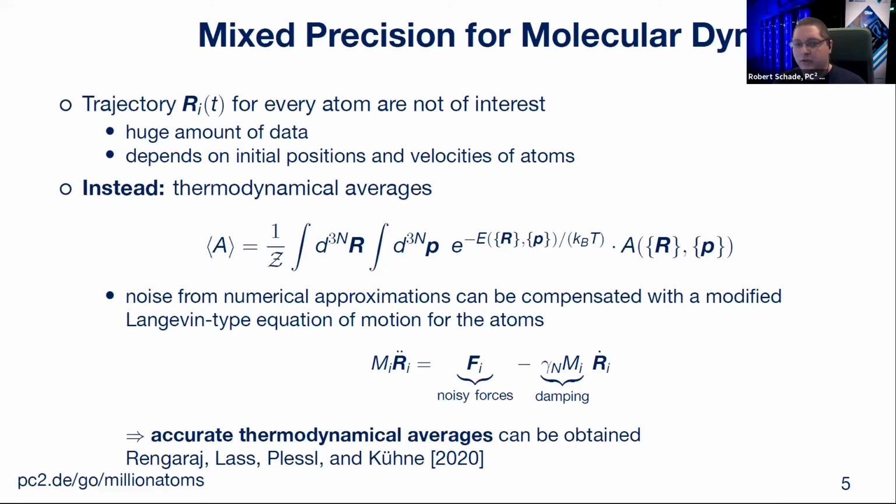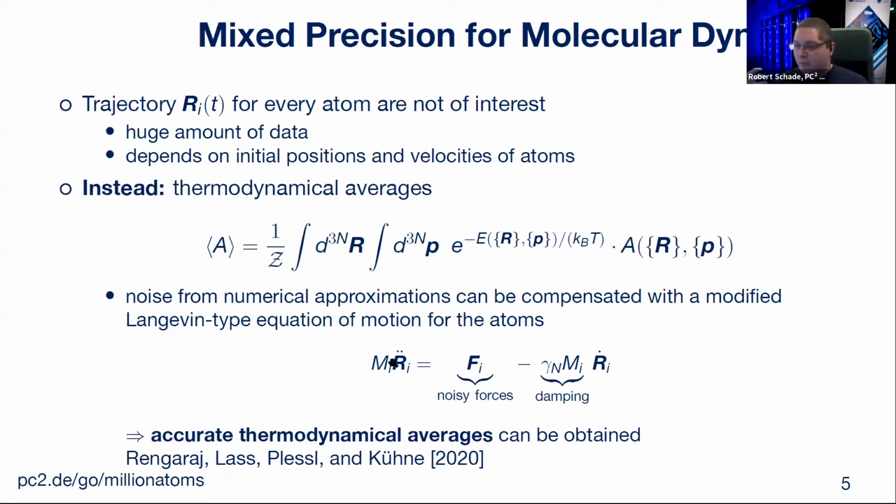Instead, we're interested in the so-called thermodynamical averages, which are given here. In essence, they're just integrals over the phase space in position and momentum space. They can be computed by doing suitable molecular dynamics calculations. Here one can also show that the noise from the numerical approximations of mixed precision operations can actually be compensated with a modified Langevin type equation that's given down here.